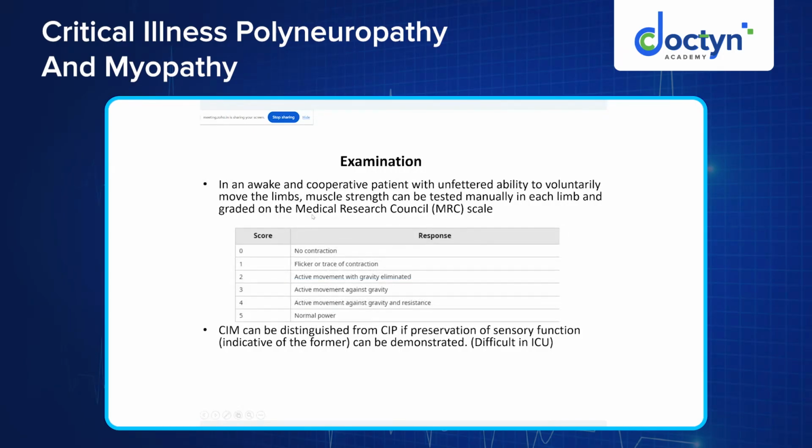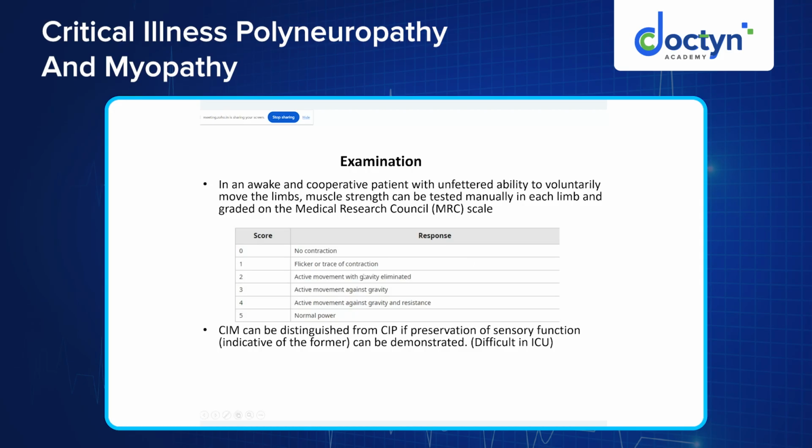So this is basically the MRC muscle power strength score, which is being calculated. In an awake and cooperative patient with unfettered ability to voluntarily move the limbs, muscle strength can be calculated based on this MRC scale. A score of 0 means no contraction, and a score of 5 means normal power of the muscles. Score of 3, active movements against gravity. Score of 4, it is both against gravity and against resistance.